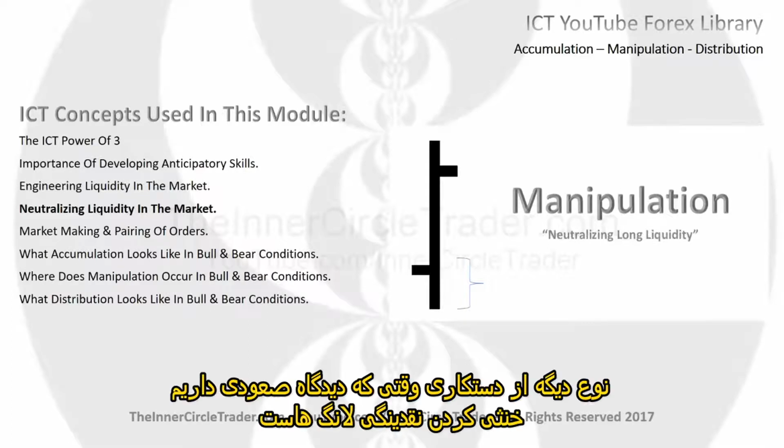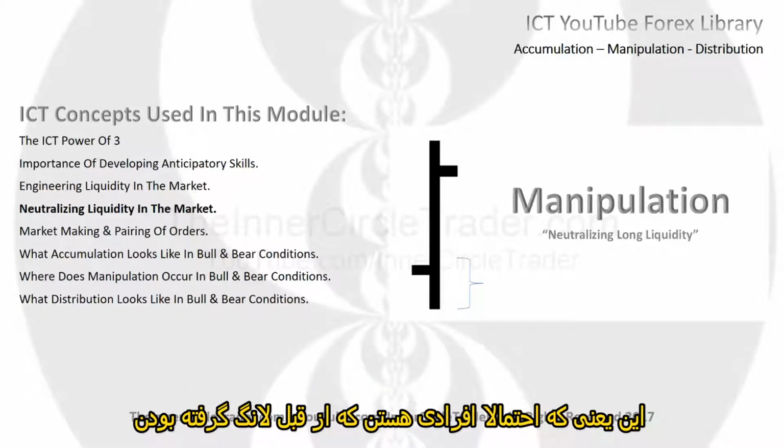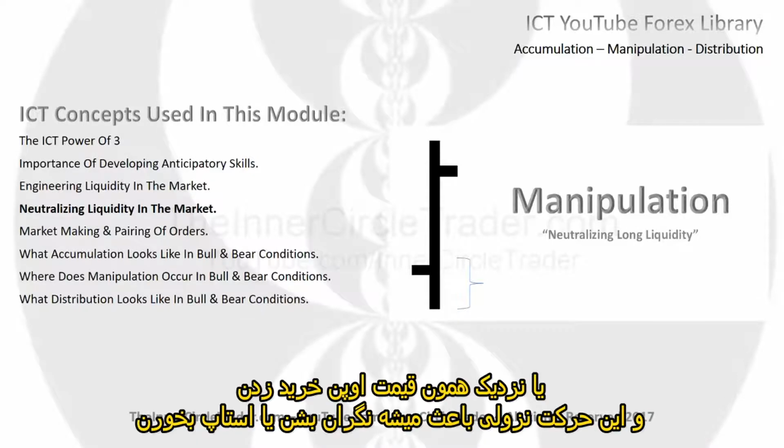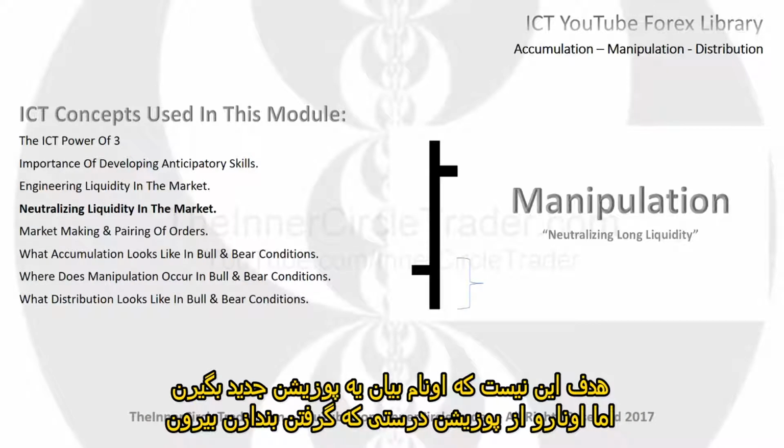The other form of manipulation that takes place when it's bullish is neutralizing long liquidity. That means there are individuals that are probably already long or just recently bought near the opening price, and the drop below the opening price will upset their long position. In other words, it'll just run their stop. Not to engineer them into a new lower entry, but to knock them out of an initially well-placed position.